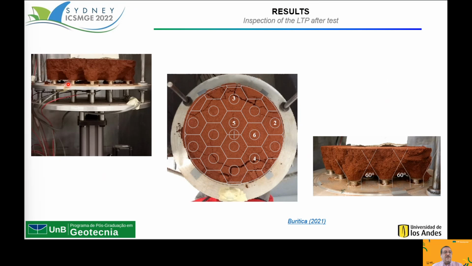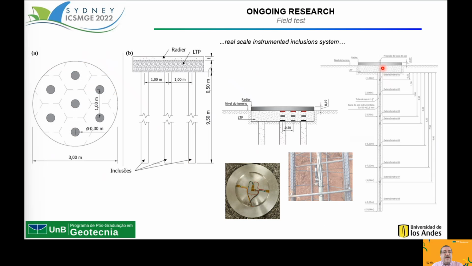The inspection was very important. We can see in the inspection the symmetry and the form of the load transfer mechanism. In plan, we can see also the distribution of the loads and the development of cracks, and we determined the inclination of the load transfer cone, a truncated cone that forms in the heads of the inclusions.